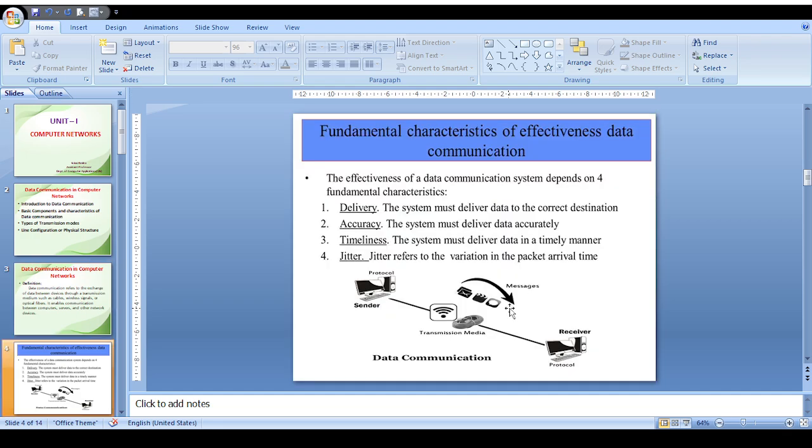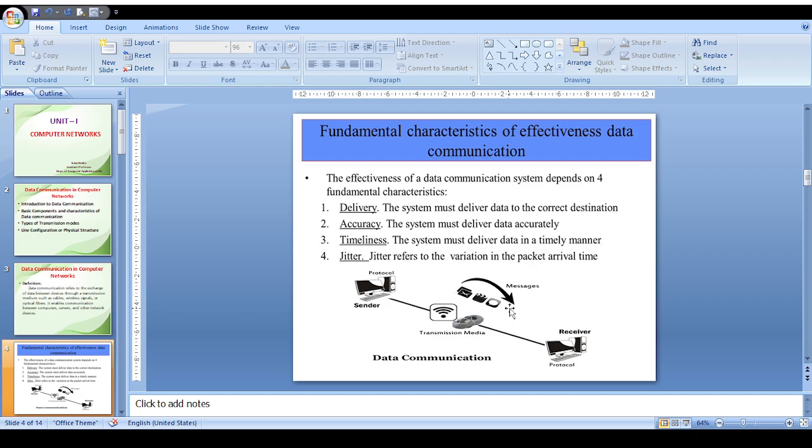These are the fundamental characteristics of data communication. First one is delivery, second accuracy, third timeliness, and fourth jitter. Delivery: data must reach the correct destination accurately. The sender sends the data to the destination. The sender needs to know the correct destination address so that the receiver can receive the data on time.